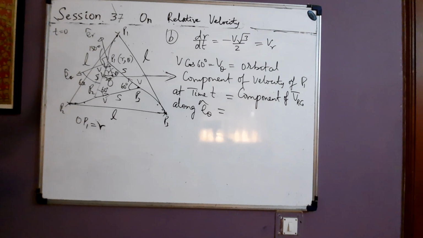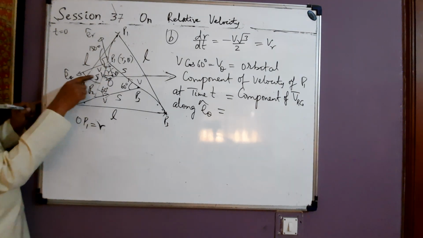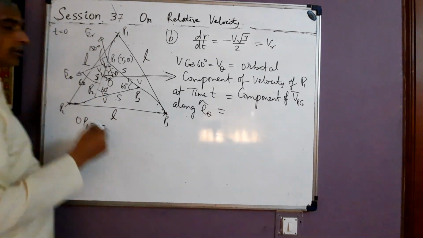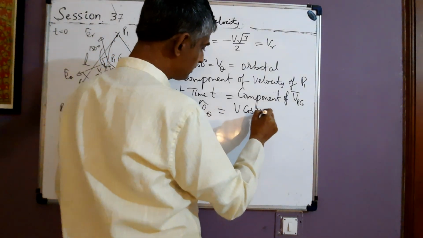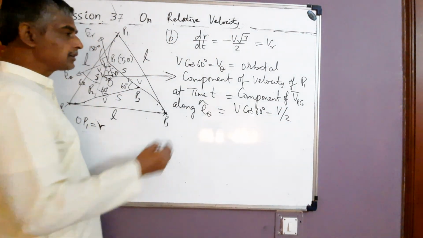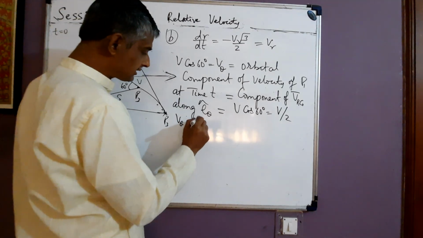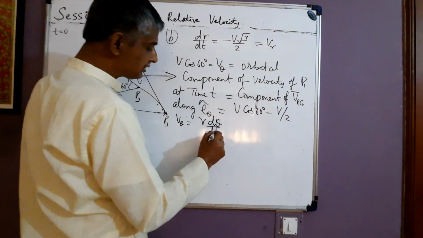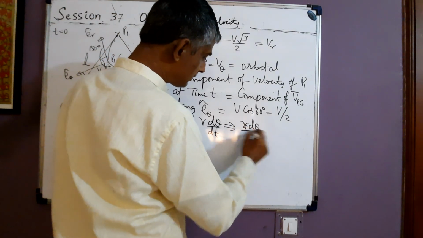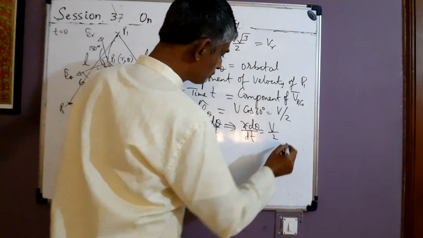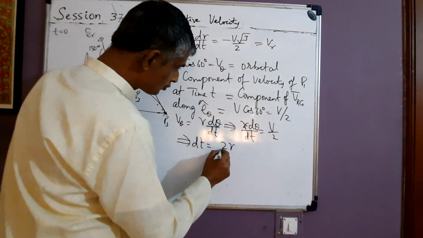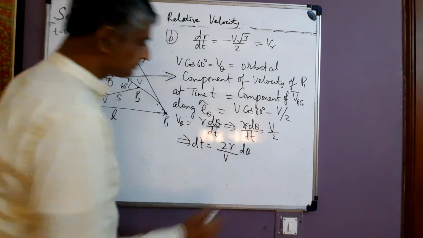along E theta. Now Vp1g is this, E theta is this. This is 30 degree, this is 90 degree, this is 60 degree. So the component of Vp1g along E theta will be V cos 60 degree, that is just equal to V by 2. Also we know from the cylindrical coordinate system that V theta is equal to R d theta by dt. So we get the equation R d theta by dt is equal to V by 2. So from this we get dt is equal to 2R by V into d theta.